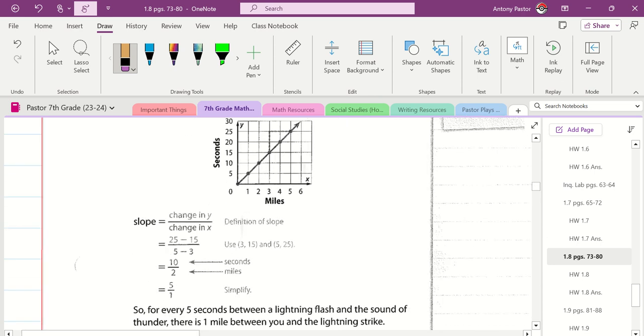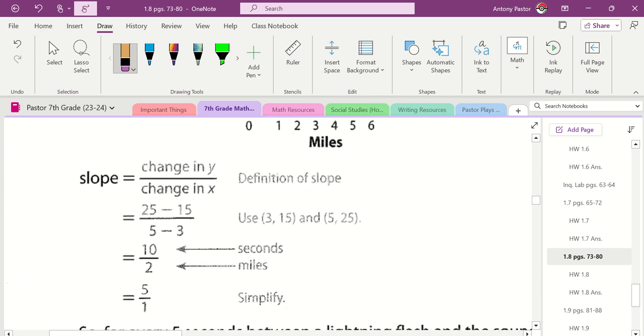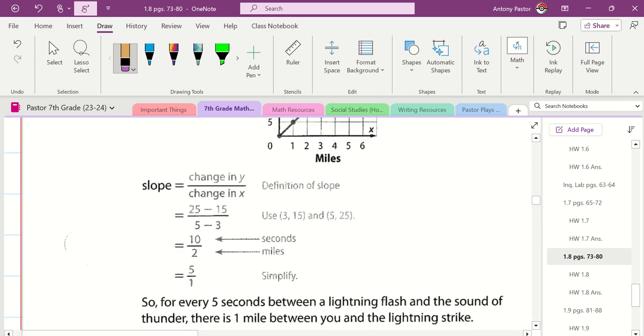Now, down here they use the example of y2 minus y1 over x2 minus x1, which is completely fine. You can do that too. And it basically says for every 5 seconds between a lightning flash and the sound of thunder, there's 1 mile between you and the lightning strike, which is what we got by going 1 over 1. In this case, they got 5 over 1.